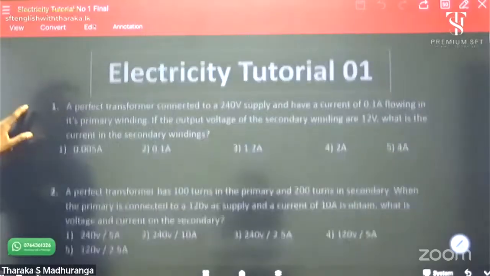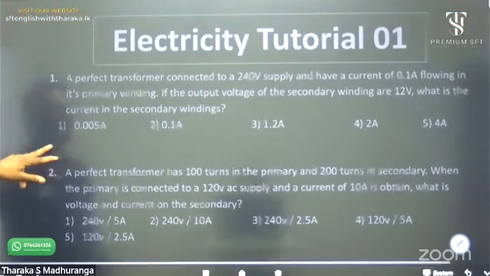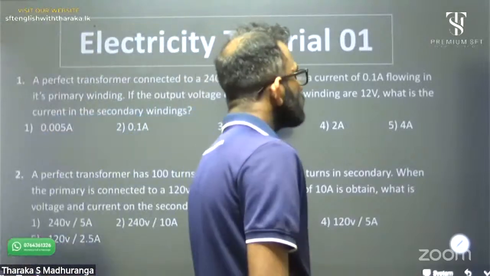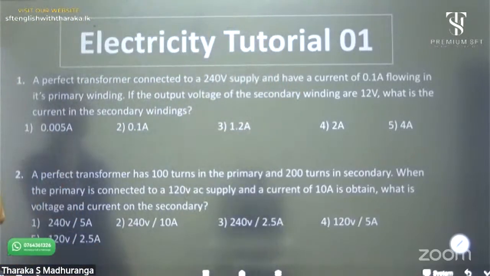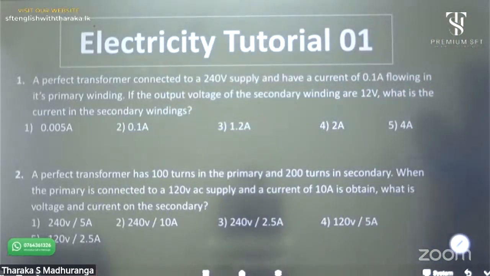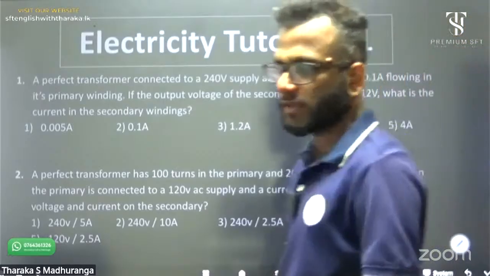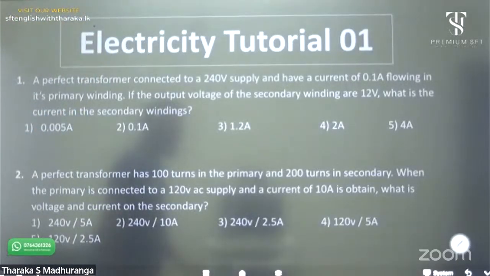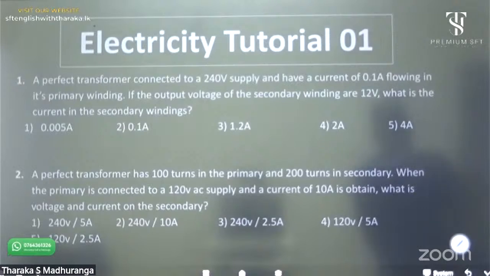Okay, a perfect transformer. Perfect means ideal. A perfect transformer connected to a 240 voltage supply has a current of 0.1 ampere flowing in the primary winding. If the output voltage of the secondary winding is 12 volts, what is the current in the secondary winding? Quickly calculate. What's the current flowing through the secondary winding?